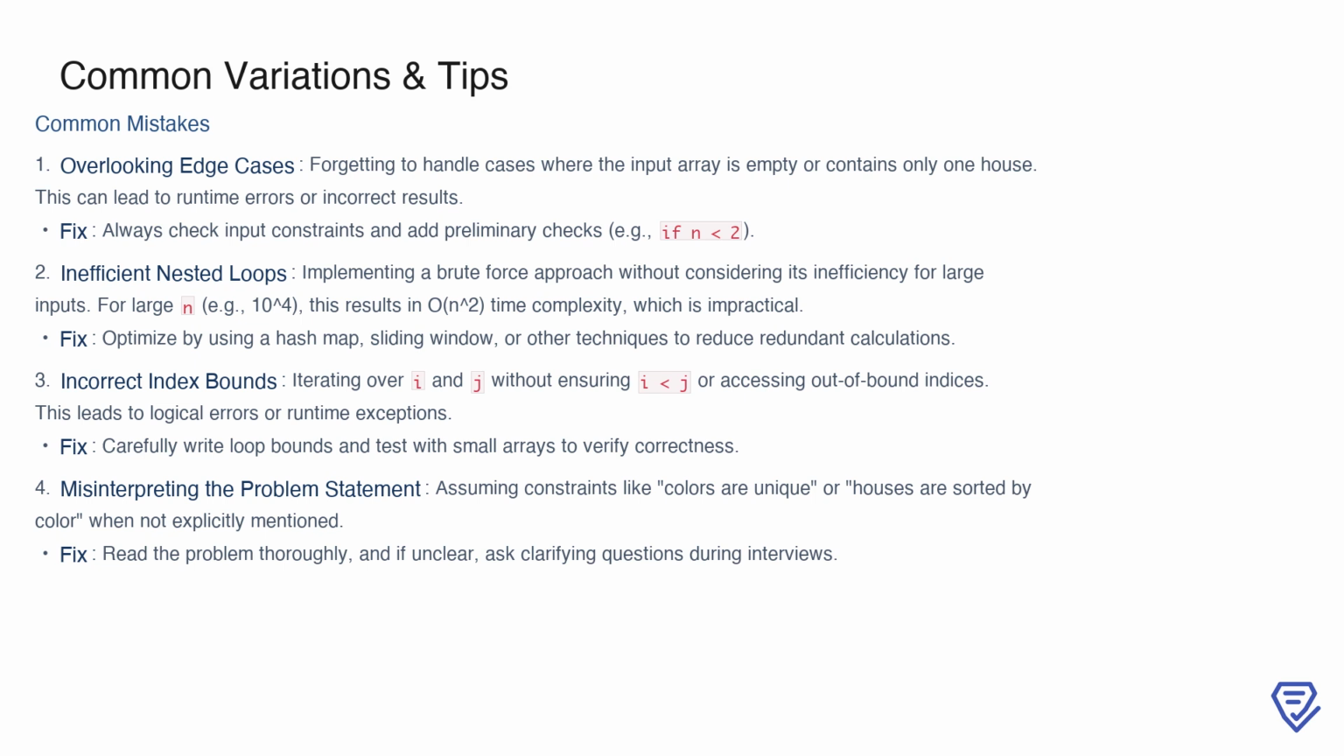Additionally, errors in index bounds, such as iterating over indices without ensuring that the first index is less than the second, can cause logical issues or runtime exceptions. Always write loop bounds carefully and test your solution with small arrays to catch these errors early.